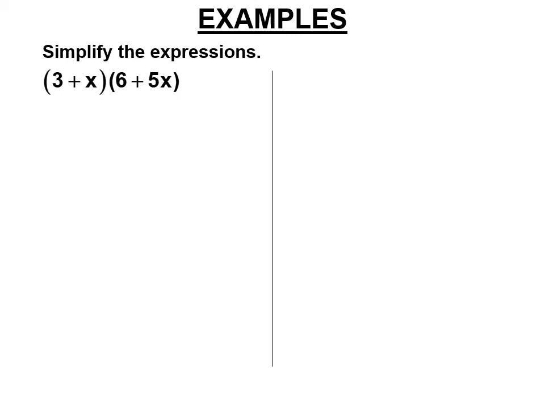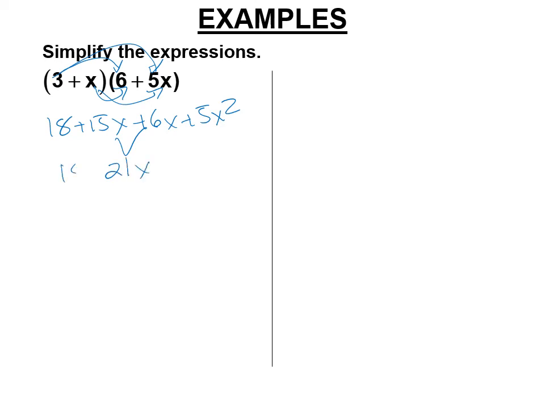Let's just see this. 3 times 6, 18. You still do it the same way. 3 times 5x, 15x. x times 6, 6x. x times 5x, 5x squared. 15x plus 6x, 21x. All right, now, the problem is this: is it in descending order of the exponents of x?